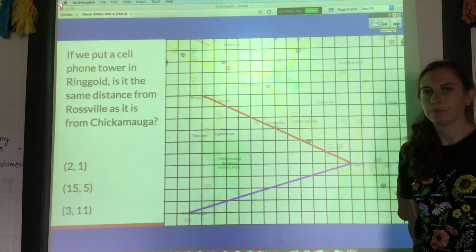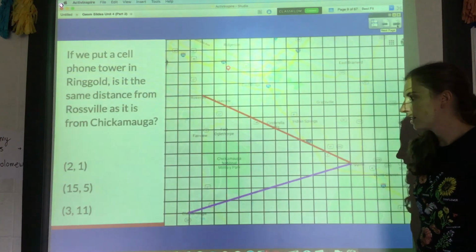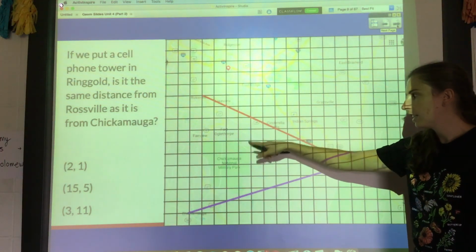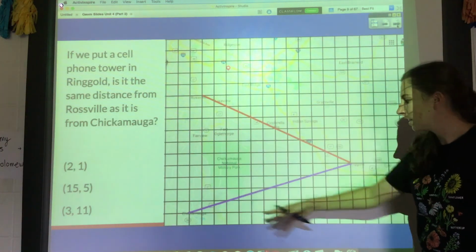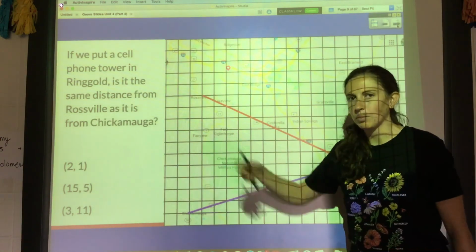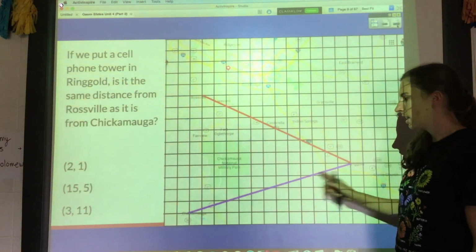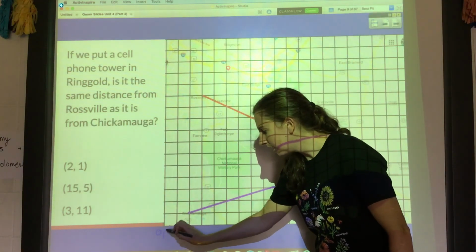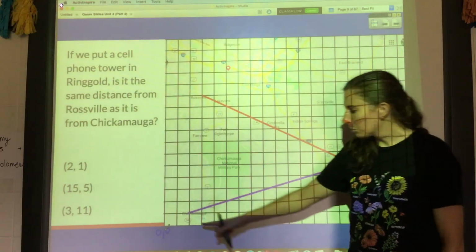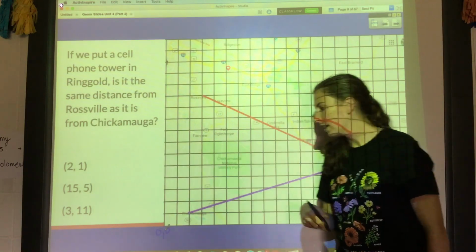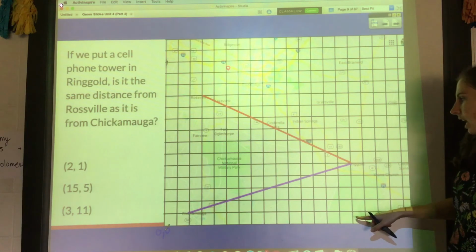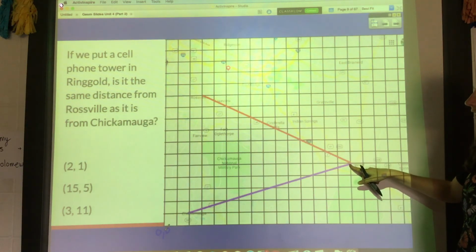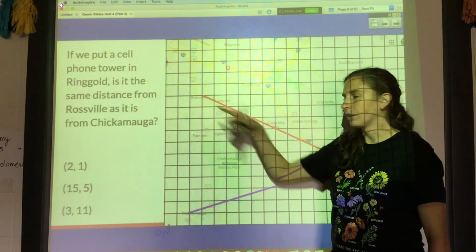a coordinate grid. Coordinate grids are handy because they allow us to come up with one unit, which keeps it consistent all across the map, and so I can use this coordinate grid to find those lengths. Let's imagine this is 0, 0 right here. And so this would be the point 2, 1, which I listed there for Chickamauga. We've got the point 15, 5 right here for Ringgold, and we've got the point 3, 11 for Rossville.